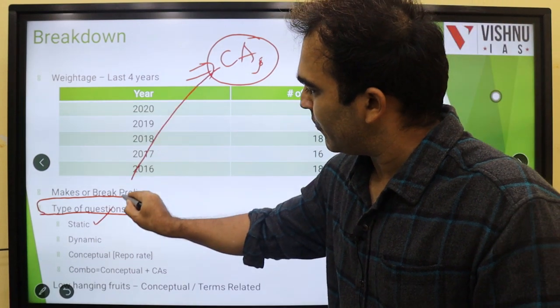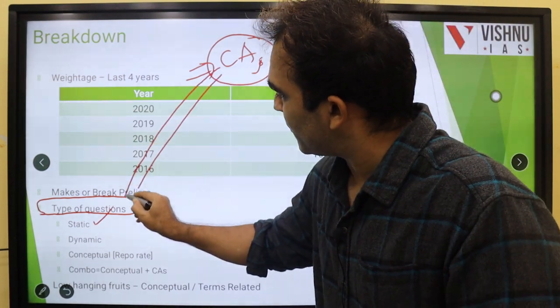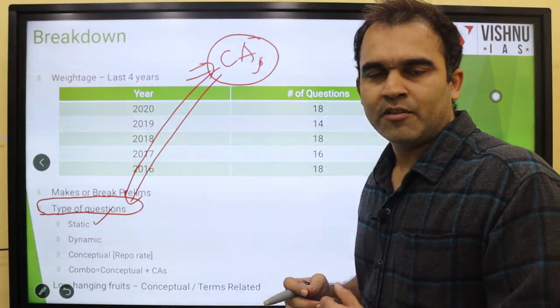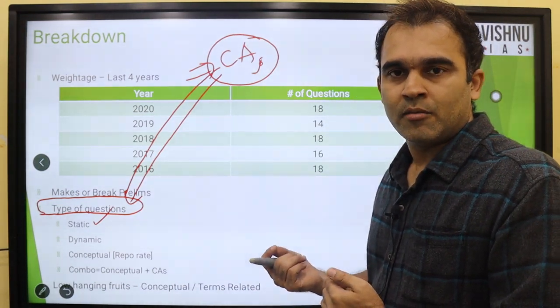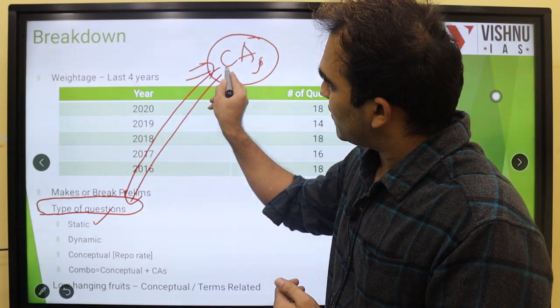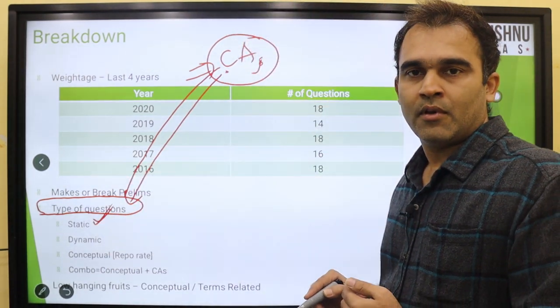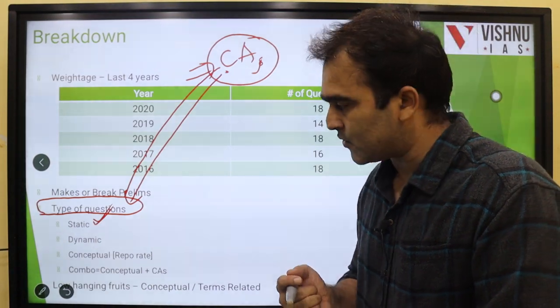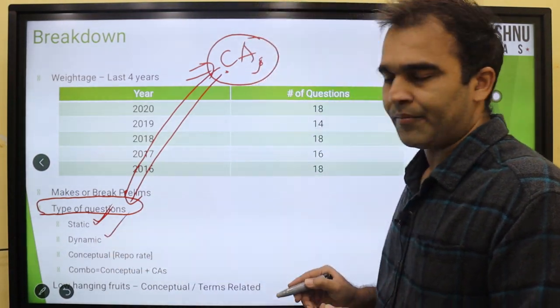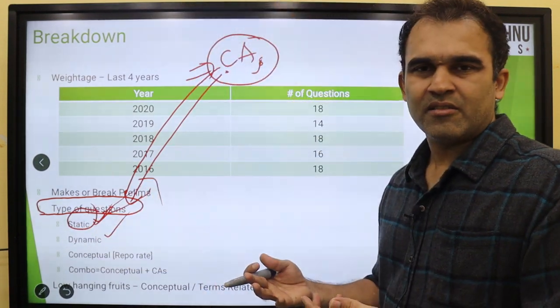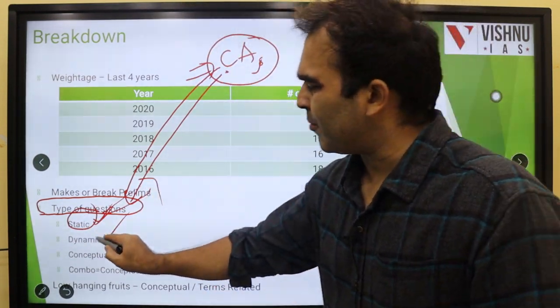If you look at the type of questions, I'll mention certain questions which have been asked in the past years. Now, if current affairs is your starting point, you will be having static type of questions. Then you will be having dynamic. What is a static? A definition. A concept. What is a dynamic one?